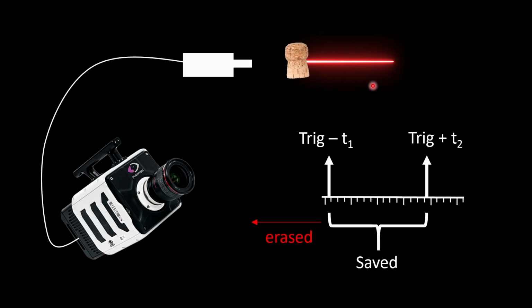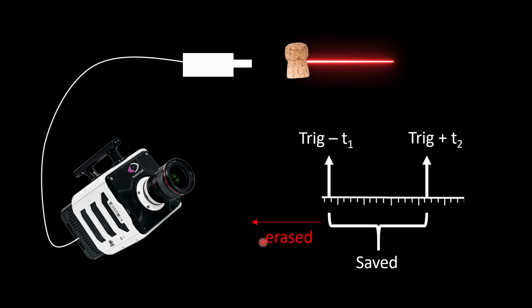So I placed a laser in front of the cork to detect the popping event. In front of the laser, I place a photodiode sensitive to photons. This photodiode will send a 5-volt TTL signal if it is illuminated by the laser. Then I define two times, T1 and T2, that are the amount of time saved before and after the moment when the trigger reaches the camera.